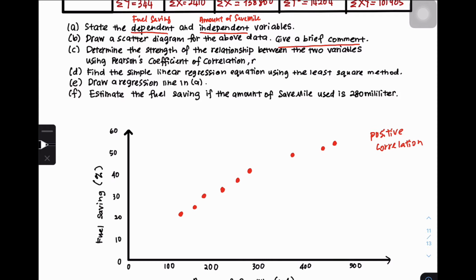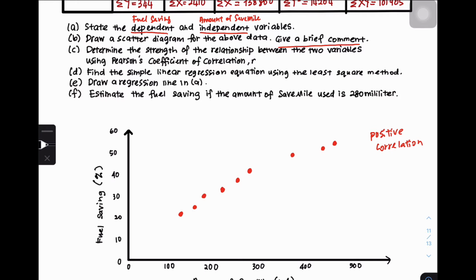So boleh bagi tahulah from the scatter plot that we can see that the dependent variable and independent variable have a positive correlation. Itu dia punya comment. Okay, so soalan yang ketiga, dia suruh cari determine the strength of the relationship. So bila dia kata strength of relationship, okay, dia kata determine the strength of the relationship between the two variable using Pearson coefficient of correlation.